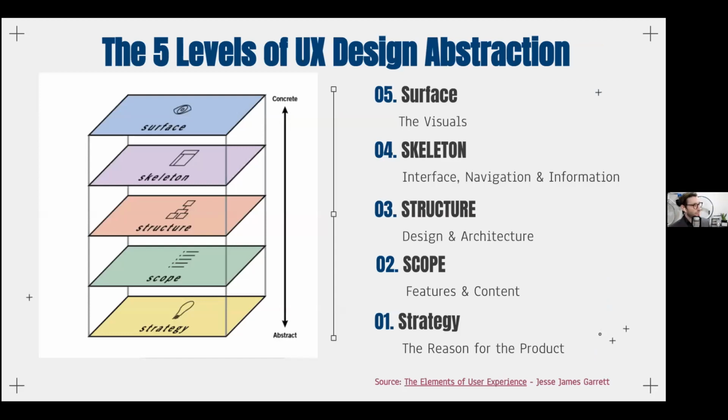So there are 5 levels to UX design. The first level is the strategy, the reason for the product. The second level is the scope, which is the features and the content. The third is the structure. The fourth is the skeleton. And the fifth is the surface. And we move from the abstract to the concrete as we move through the different levels of the design. And now Joe is going to break down all of those individual levels for us.